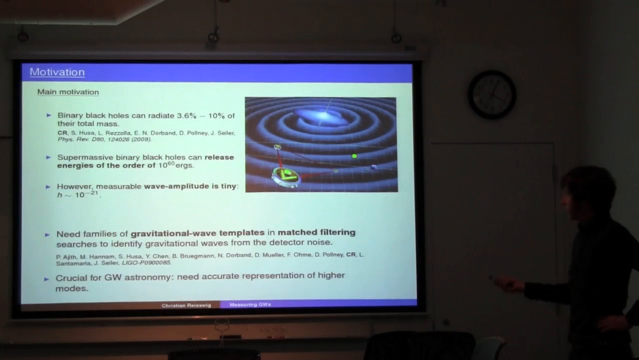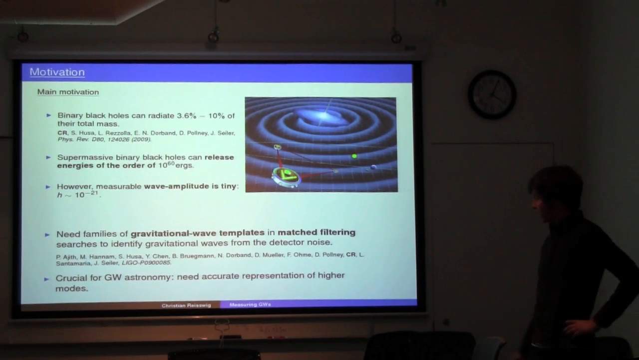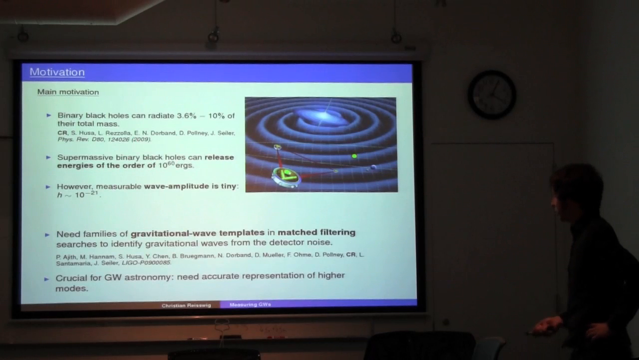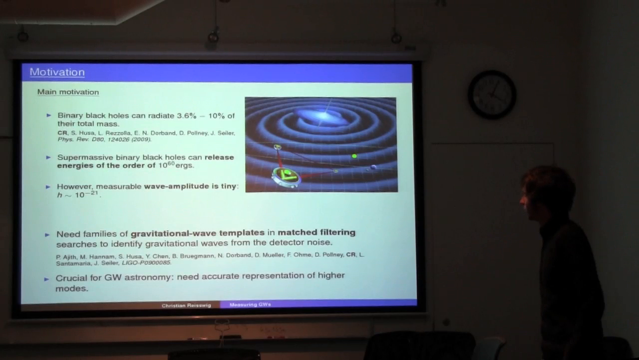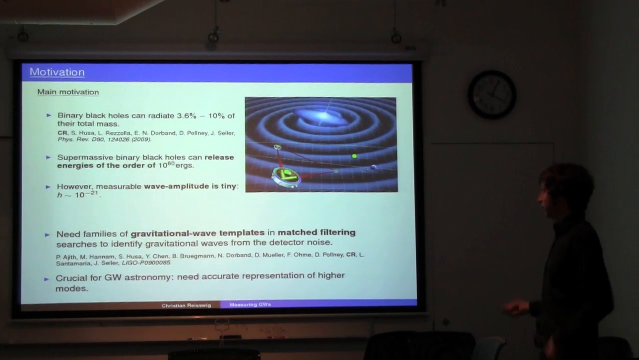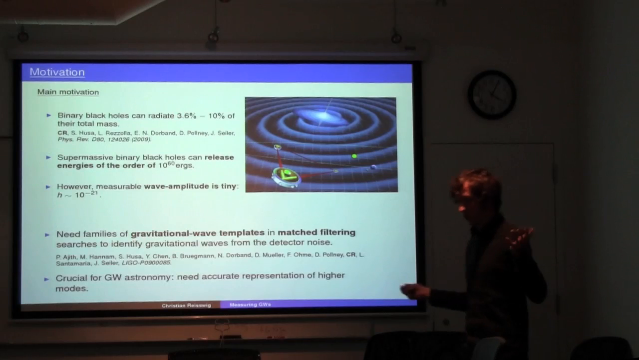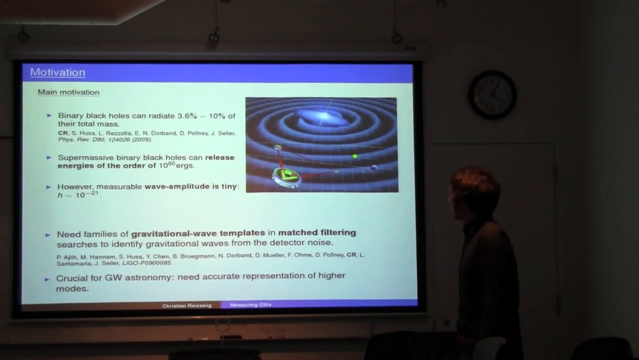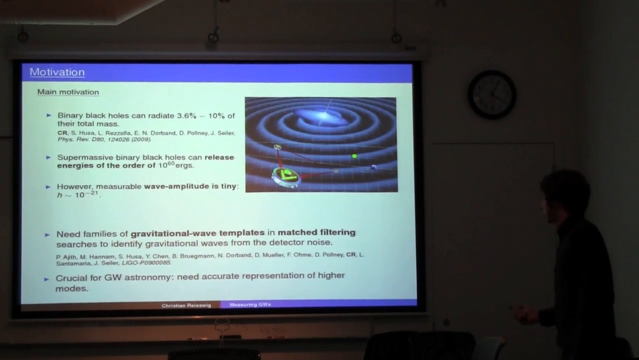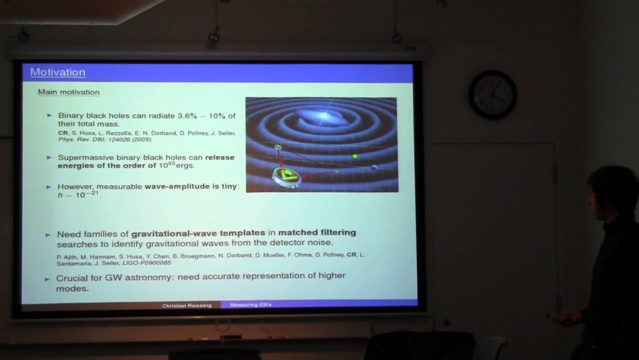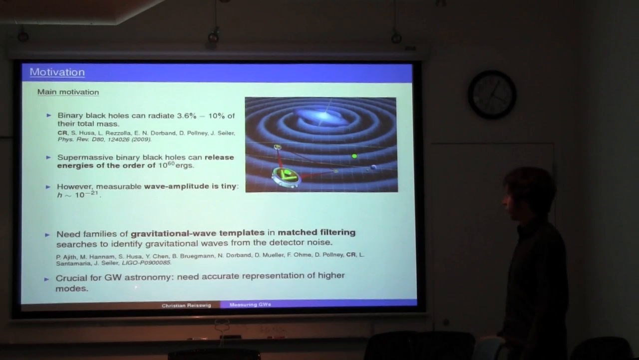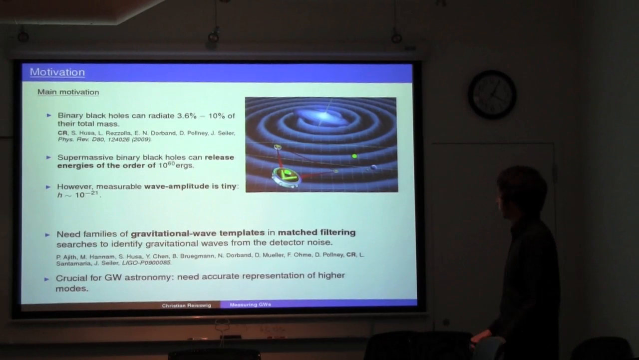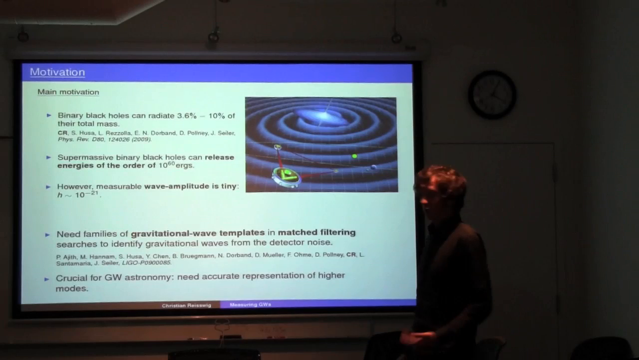Binary black holes can radiate between 3 and 10% of their total mass, and even though the released energy can be enormous, 10 to the 60 ergs for supermassive binary black holes, the wave amplitude will still be tiny, about 10 to the minus 21, depending, of course, on the mass of the black holes and the distance. For this reason, in our gravitational wave detectors, we need gravitational wave templates for matched filtering searches. And also, in the future, crucial for gravitational wave astronomy is the accurate representation of the wave modes, especially higher modes.